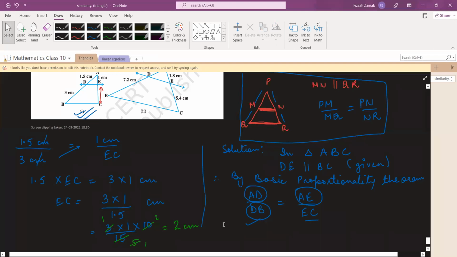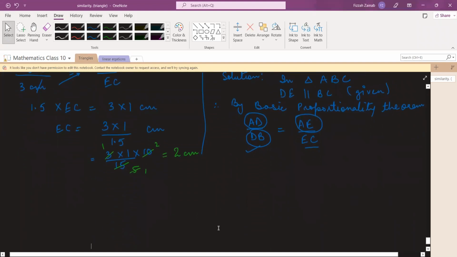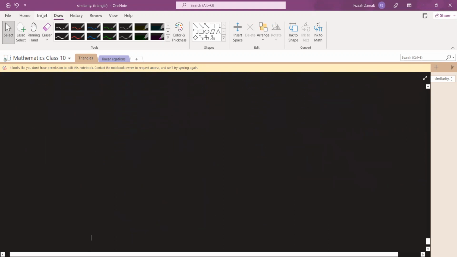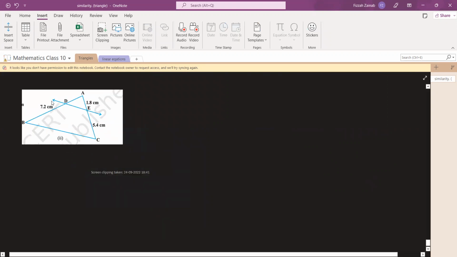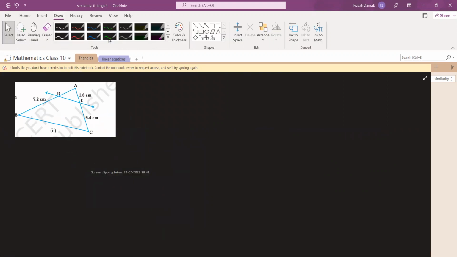Now, second part also. So this is the part 2. So here everything is given. You can see AD is not given, right? So what is given here in this question? It is given that the line DE is parallel to BC. It's already given, right? Now you have to find, this time you have to find AE, right? Sorry, AD.